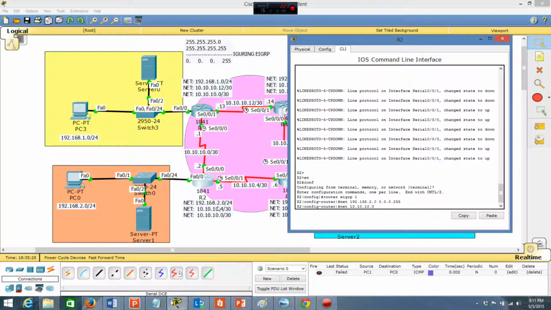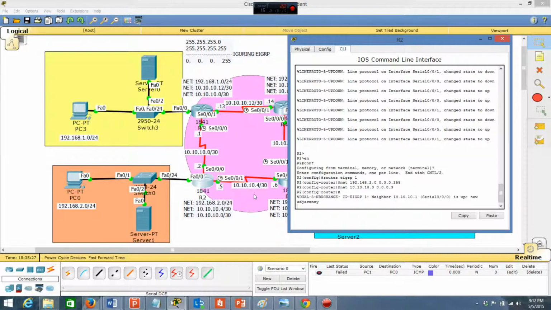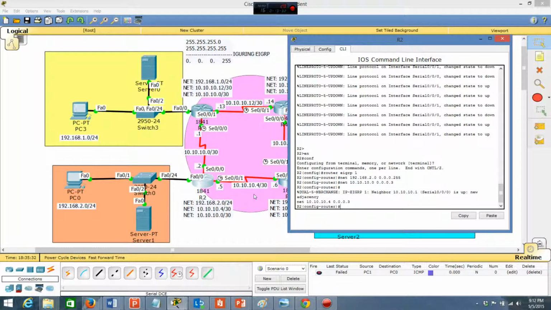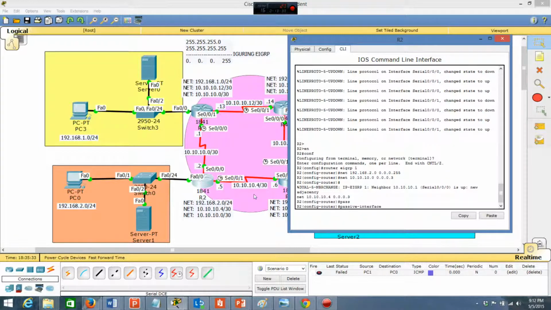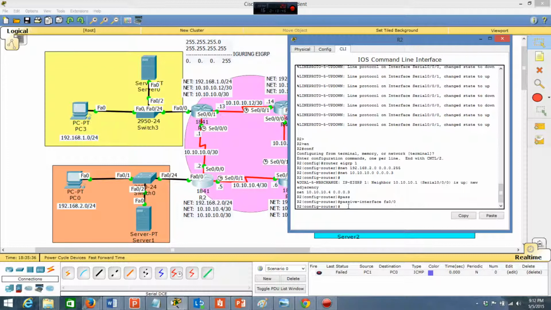Network 10.10.10.0, 0.0.0.3. Do enter. Network 10.10.10.4, 0.0.0.3. Okay. Next we want to do passive, because we don't want routing updates coming off this interface. So we do FA0/0. We do enter.